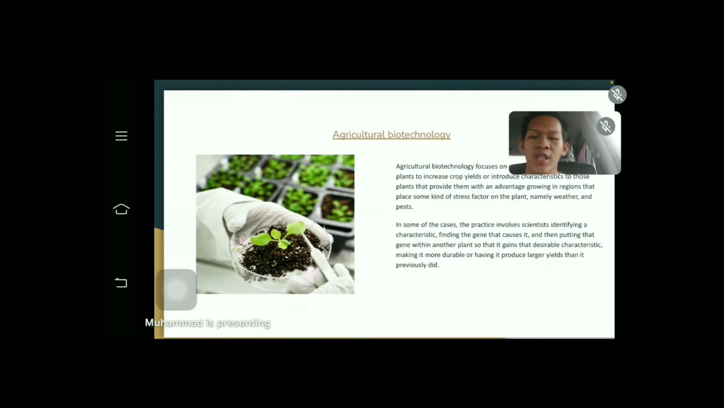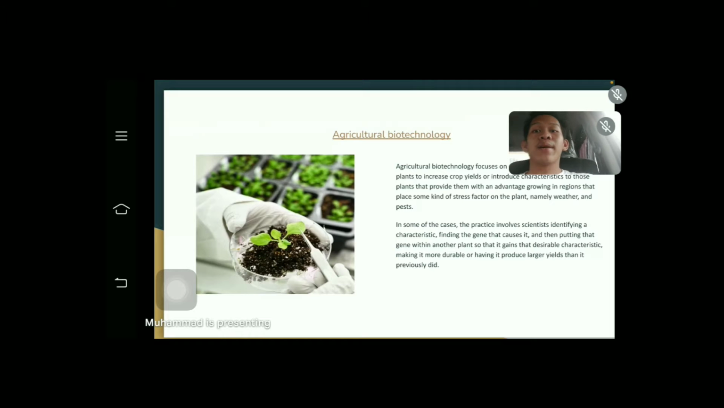Agricultural biotechnology focuses on developing genetically modified plants to increase crop yields or introduce characteristics to those plants that provide them with an advantage growing in regions that place some kind of stress factor on the plant, namely weather and pests.